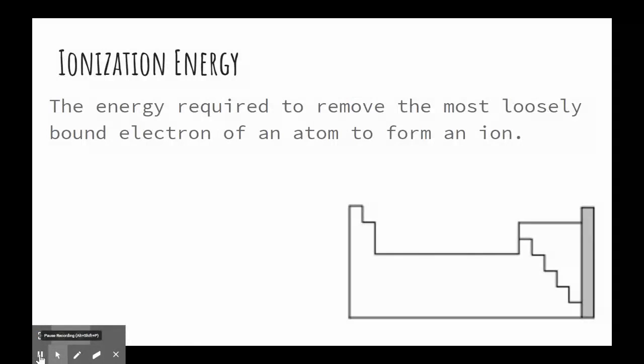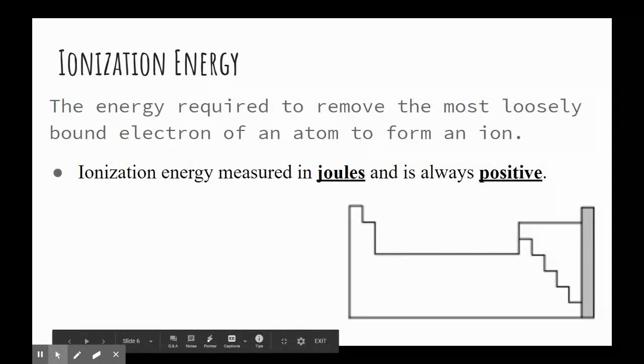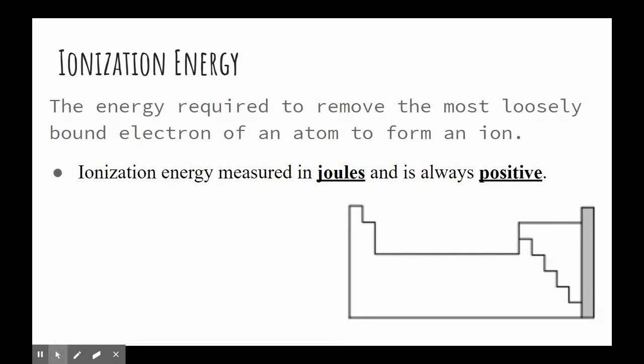The next trend that we're going to talk about is ionization energy. And ionization energy is the energy that is required to remove the most loosely bound electron of an atom to form an ion. Ionization energy is measured in joules and it is always positive. So when we're looking at a group, the ionization energy is going to decrease as you go down a group because the outermost electrons are going to be further away from the nucleus and easier to pull off.